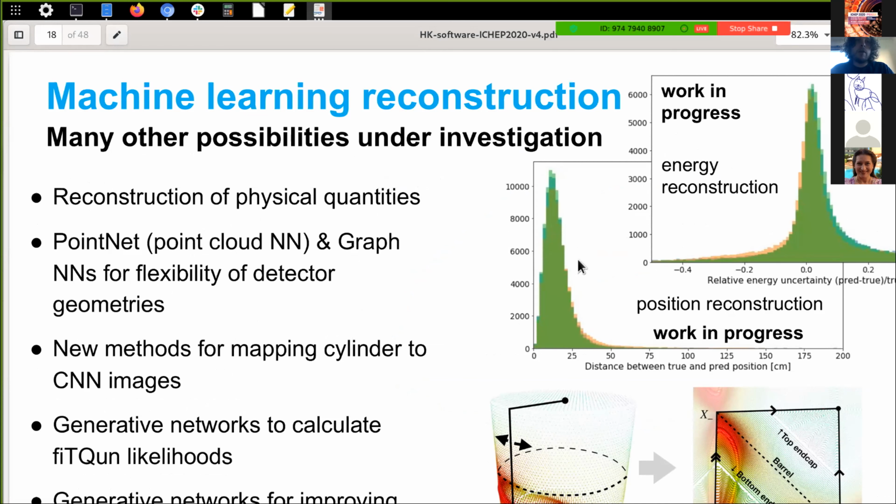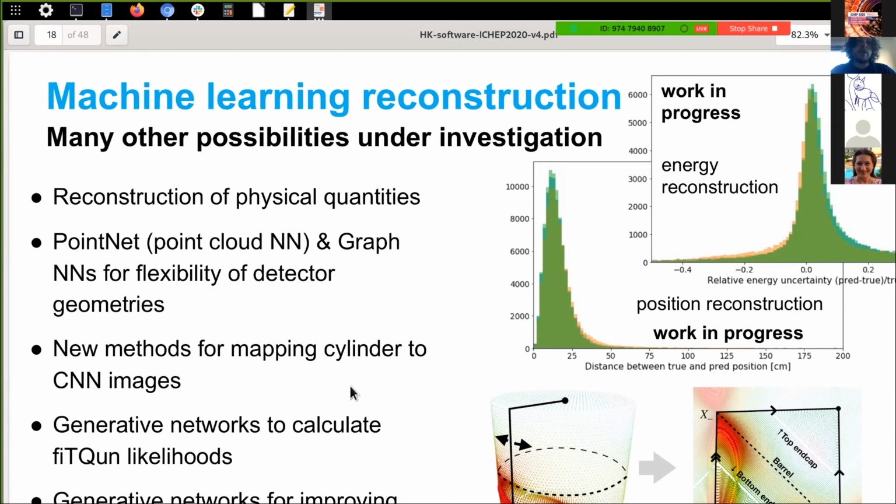We're looking at different architectures that might be more suited to the cylindrical shape of the detector. So we're using either point cloud neural networks or graph neural networks. Both of these have been implemented, and the PointNet is looking quite promising. And we're also looking at other methods, if we are to stick with the CNNs, the methods of unwrapping the cylinder to more appropriately use the geometrical information of the position of the PMTs.